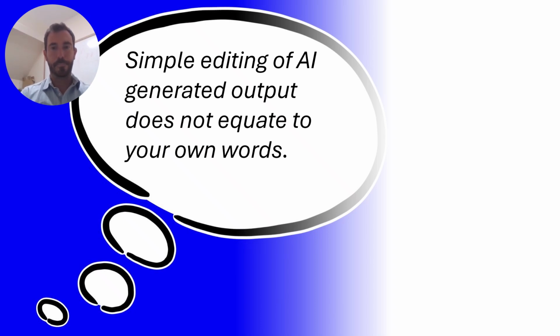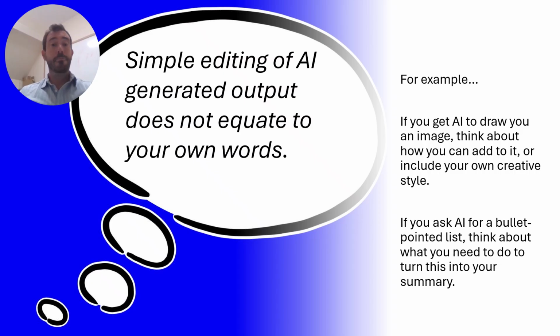For example, if you get AI to draw you an image, which it is really good at, so long as you give it really clear and detailed instruction, think about how you can make it more your own style. How can you add your own creative flair to it? Perhaps you've asked for an image of a particular piece of animal behavior. You would then label that image in your own words as to what it shows, perhaps with arrows or call out boxes or prompts that point to the reader what the animal behaviour is actually showing. Don't just submit the image, augment it and add to it in your own words.